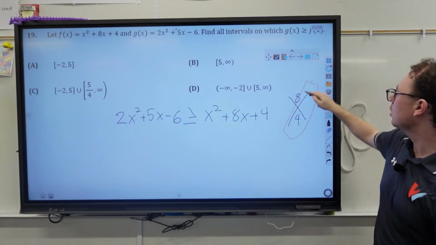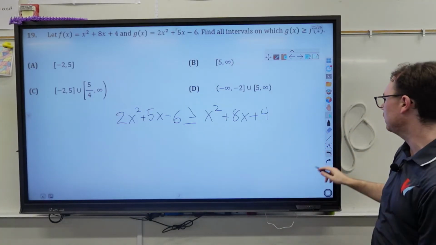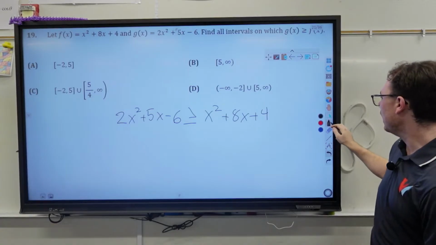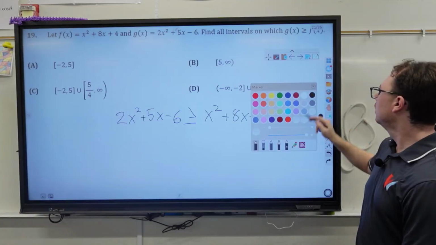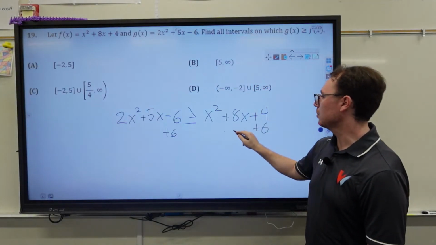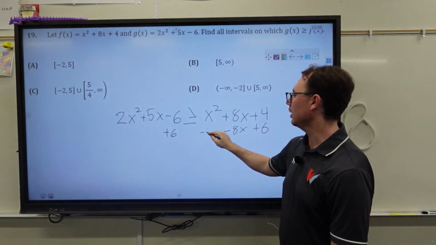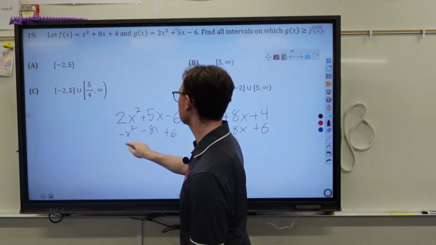So we're just going to solve this out the old-fashioned way by subtracting and adding different things from each side. Let's get all of our x terms on one side and all of our constant terms on the other side. We're going to add 6 to both sides. I'm going to subtract 8x, and subtract x squared here and here.